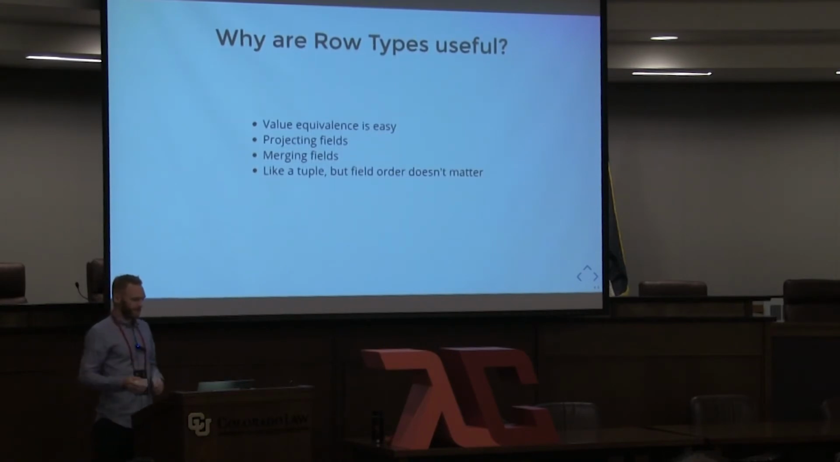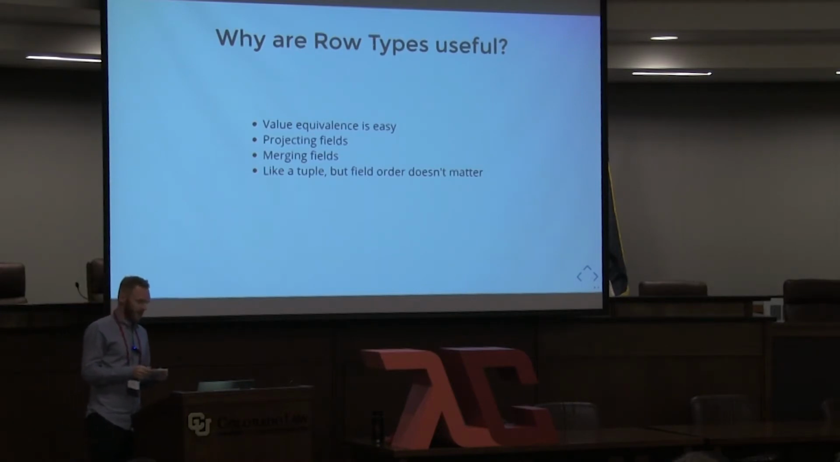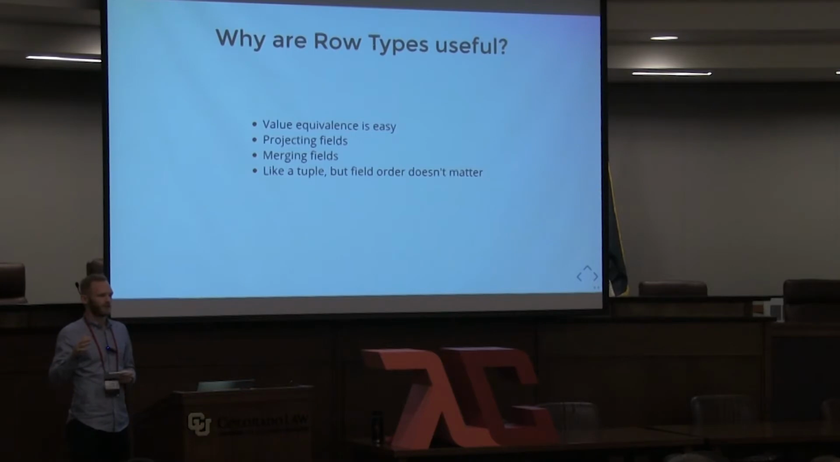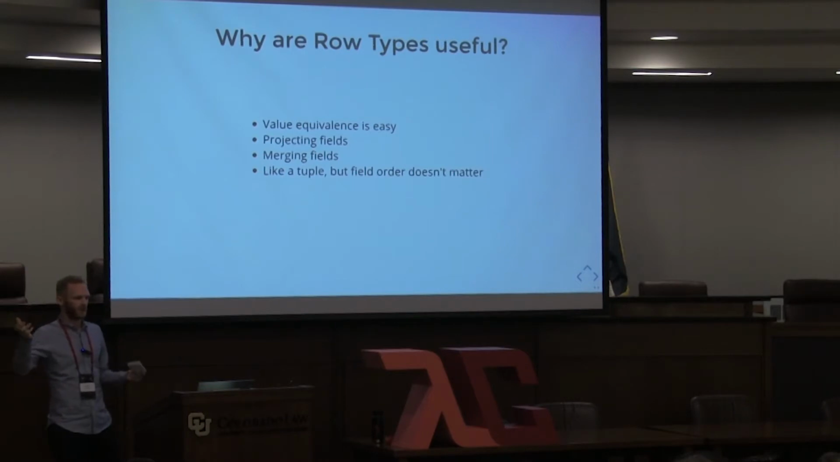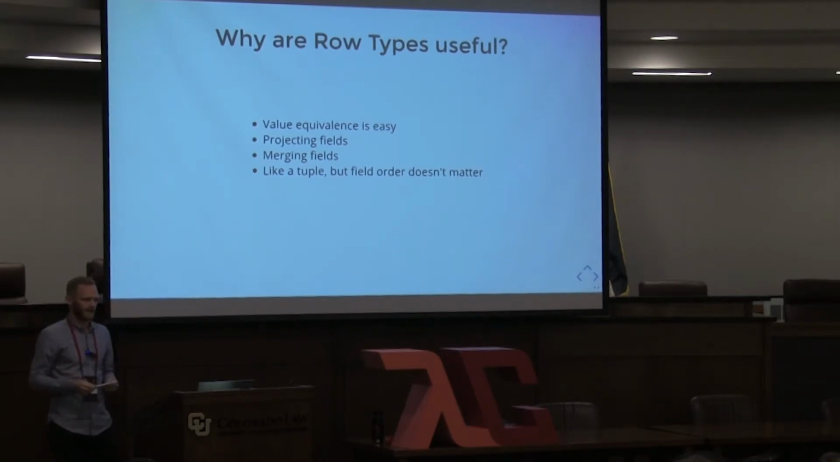So like we said, value equivalence is easy. You can project fields out of one type or compare two types and extract the common fields between them. So for example, say for permissions reasons you only want to show some fields in your UI or something like that. You can just extract the fields that somebody is authorized to see, and that's all great.